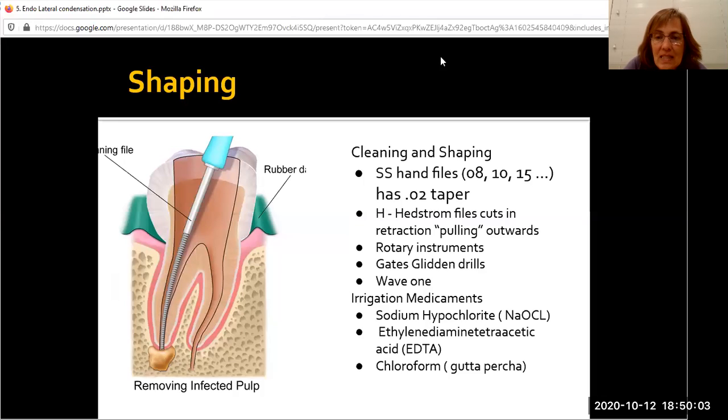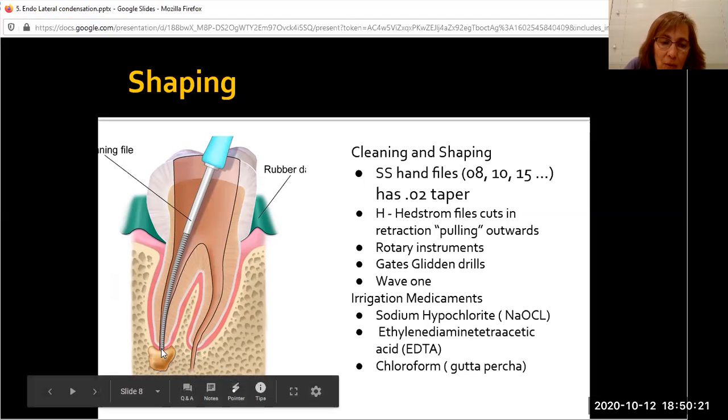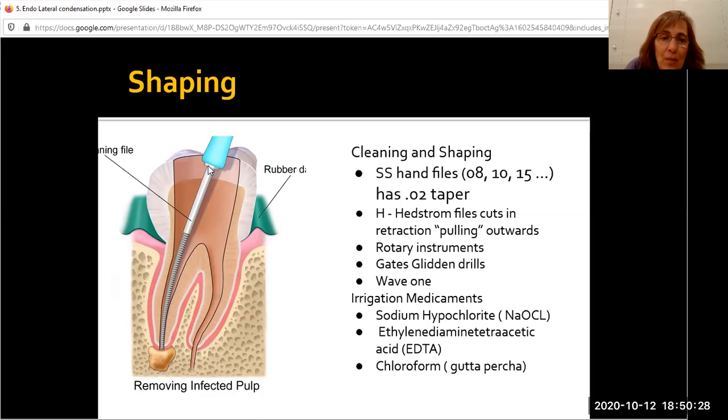So we're going to be discussing cleaning and shaping of the canals. As you see here, we have a rubber dam, and the rubber dam is to ensure that there is going to be no bacteria or saliva that enters into the tooth. And there is a file, and this file is going all the way to patency. Normally on the file there is a rubber stopper, and the rubber stopper corresponds with an area of the tooth that is a reference point.